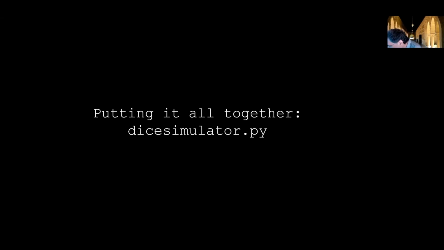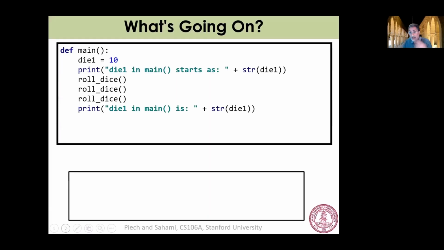I'm going to take you through the dice simulator in detail to show you what's going on underneath the hood. So here's our main program. We have die1 equals 10. So let me execute that line. What it would do is I would say, okay, I'm going to have a variable called die1. I'm going to put 10 in that box because that's what you told me. And this die1 is inside main. So this is the die1 that's controlled by main.